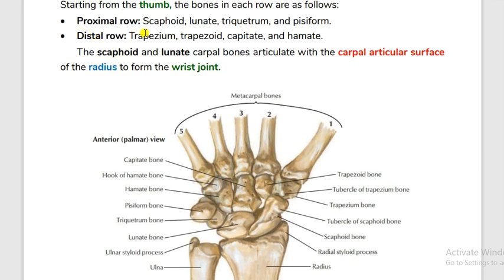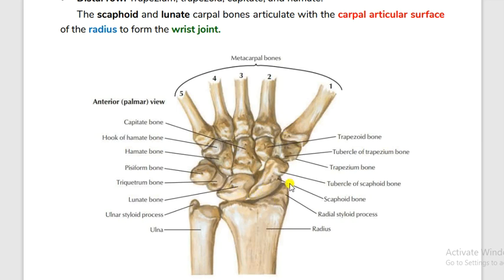On the distal row, there is the trapezium. This is the trapezium here. The trapezoid. This is the trapezoid. The capitate. This is the capitate bone. And the hamate. This is the hamate bone. So 8 bones in total. This is the proximal row, and this is the distal row.